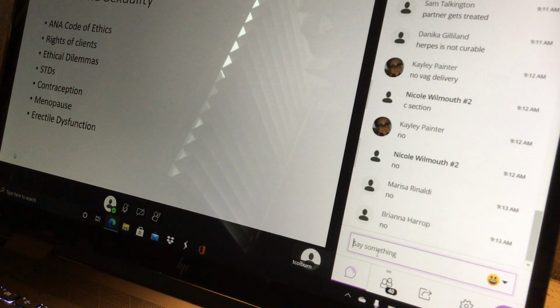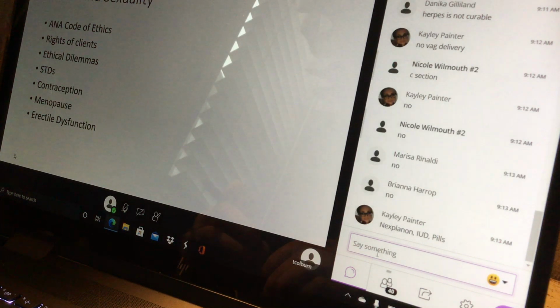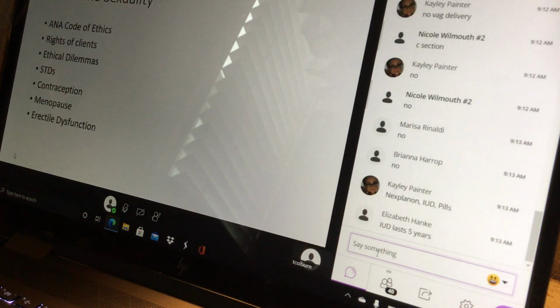Contraception. What are some of the contraception things you can think of? Any questions about contraception? Remember, when they talk about an IUD, they're not talking about the hormone kind. They're talking about just the plain IUD. IUD, birth control pills. Remember, the IUD causes a hostile environment so that it stops implantation.